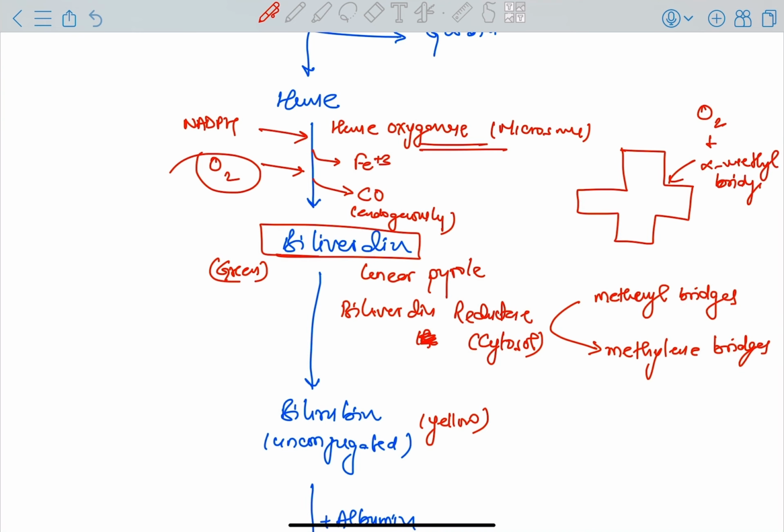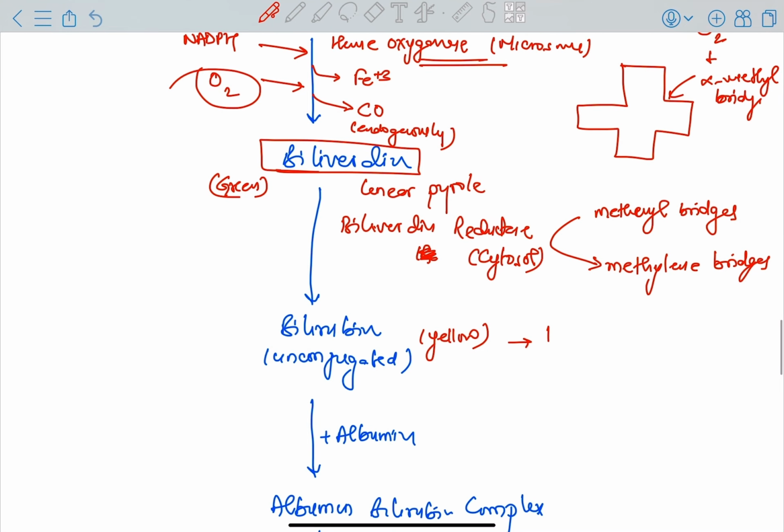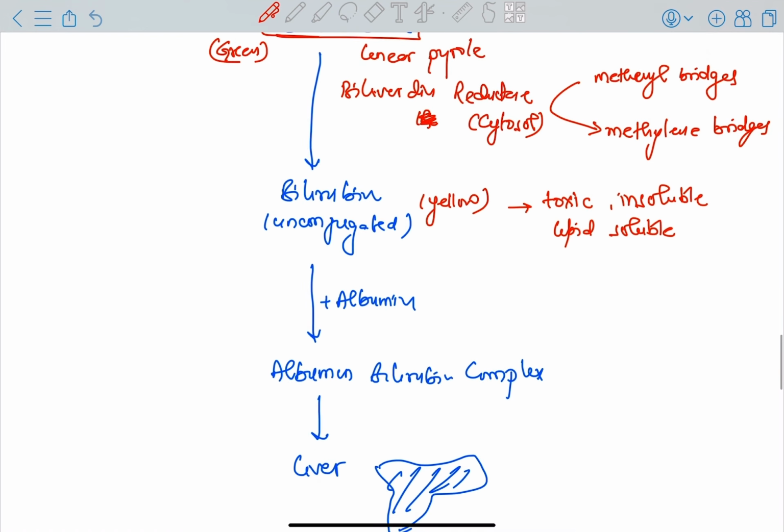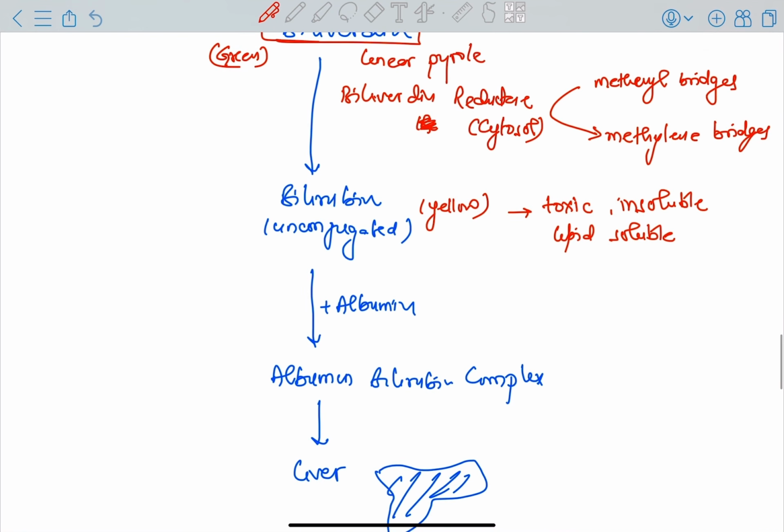And bilirubin is yellow in color. Now this bilirubin is toxic, insoluble in plasma, but lipid soluble. So it has to be transported to the liver with the help of albumin. Albumin helps to carry bilirubin to the liver via the blood, by forming the albumin bilirubin complex.